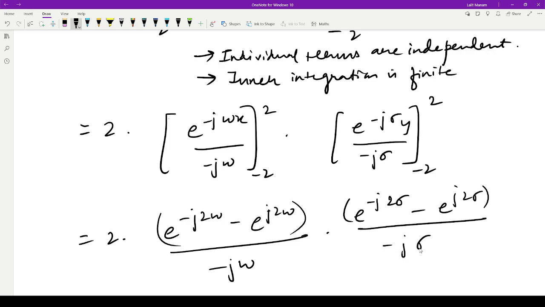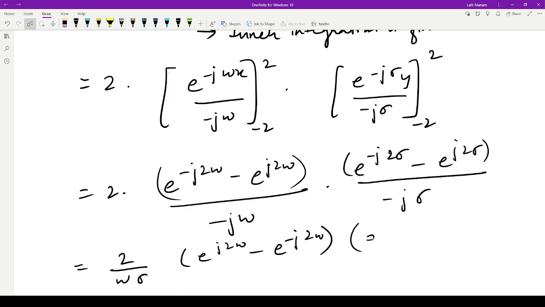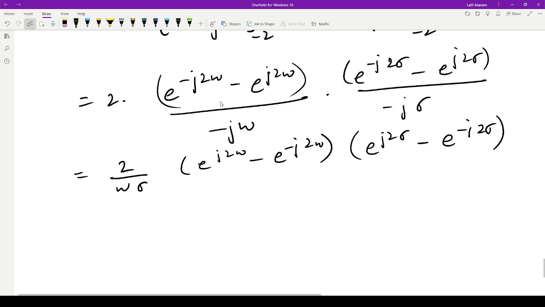These minus signs can cancel out. This is j square, which is minus 1. So it is like 2 upon omega sigma. I can just change the sign here, since I multiplied both of them by minus 1. Okay, so j square is minus 1, and I'll change the signs for both cases, so it still remains the same.